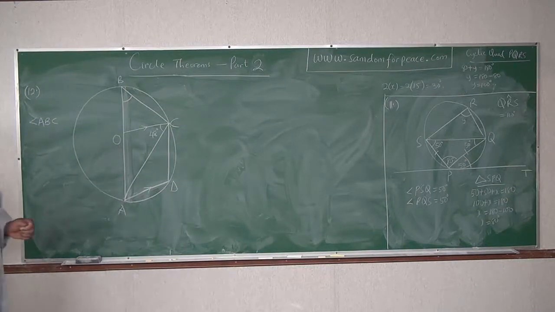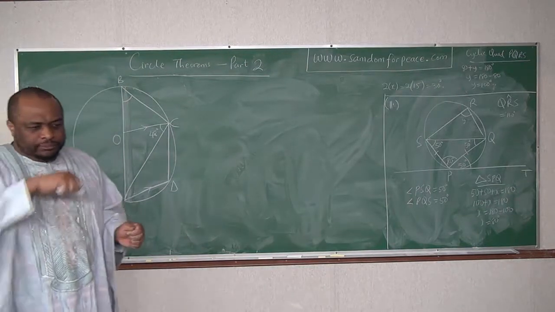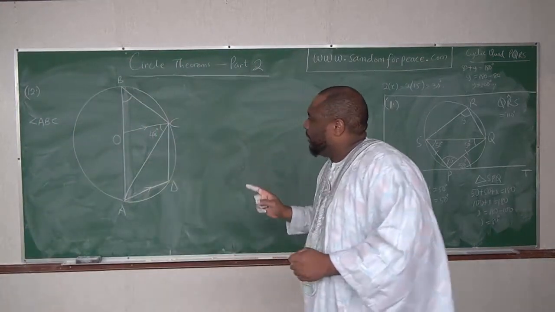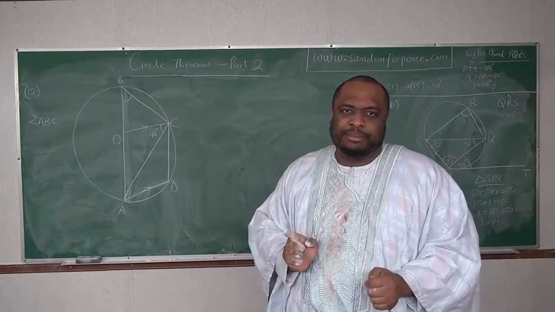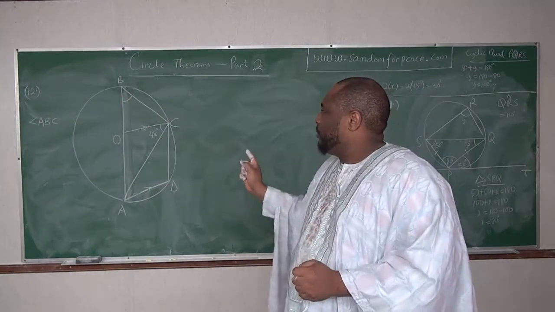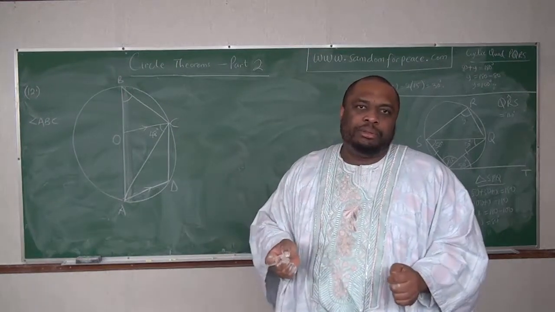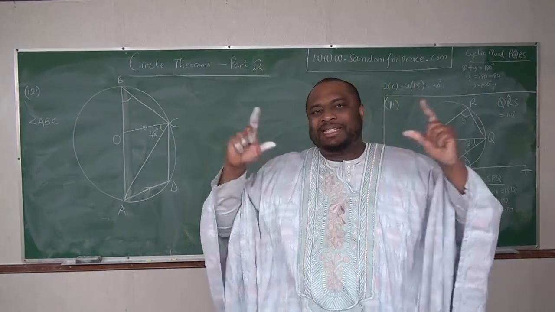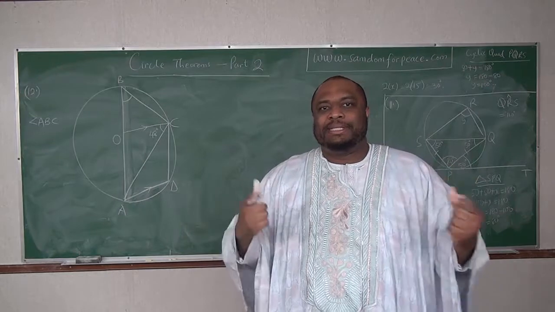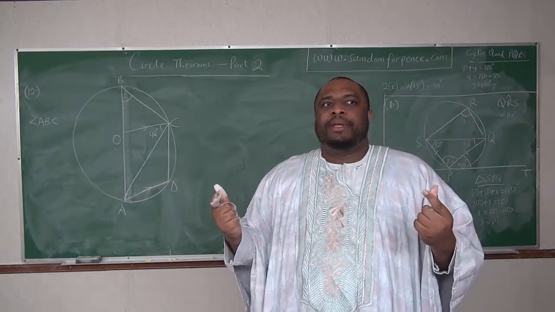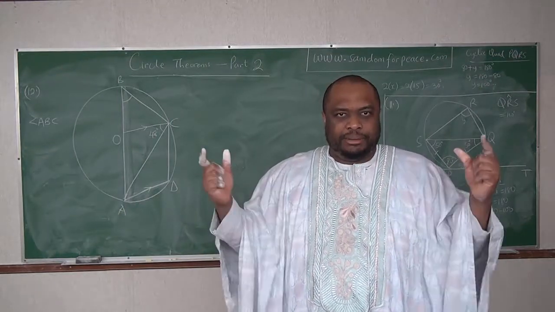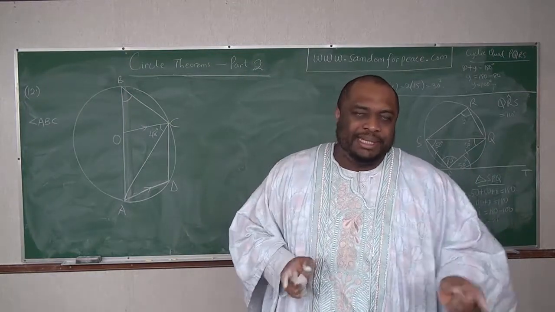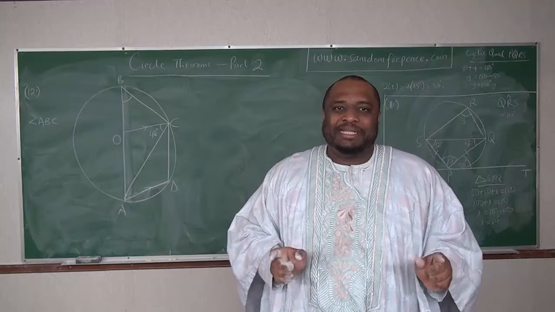Please, look at this. A common mistake that some students will make is to call this a cyclic quad. When we talk of cyclic quad, we are looking at a circle. The four vertices touch the circumference of the circle. We're not talking about a semicircle. We're talking about a circle.